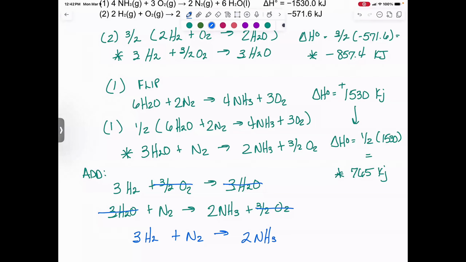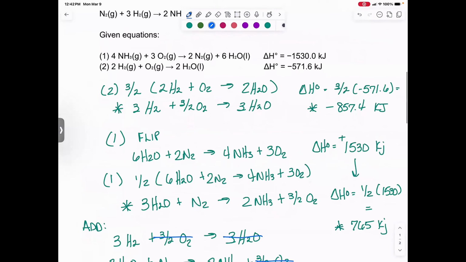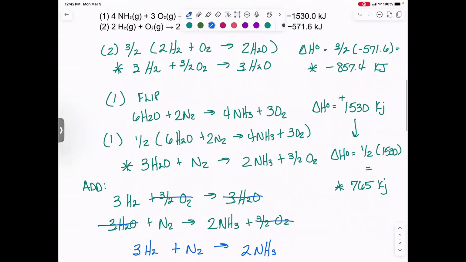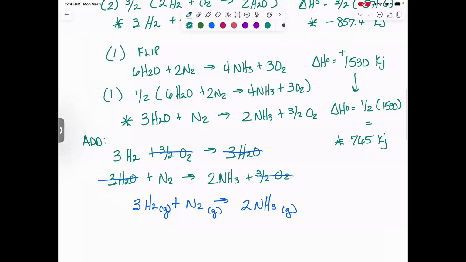I believe these are all gas. I don't worry too much about states of matter unless you're dealing with a system where you might have gaseous water and liquid water. And then you definitely have to watch your states of matter here. I'll just add these at the very end. These are all gas.